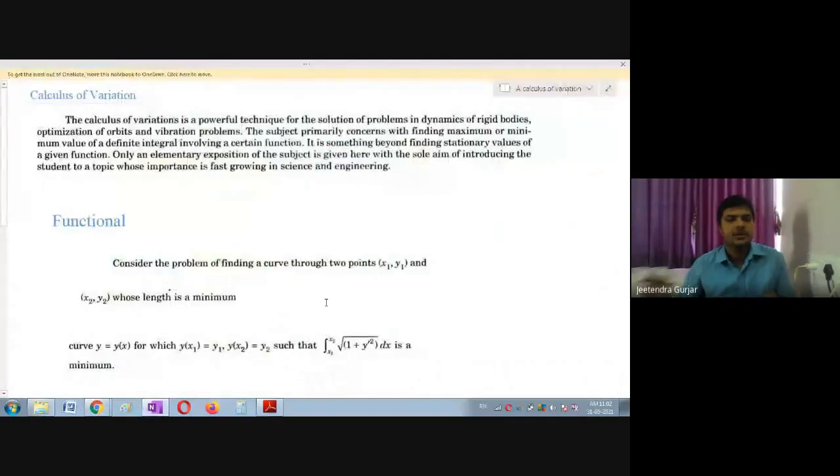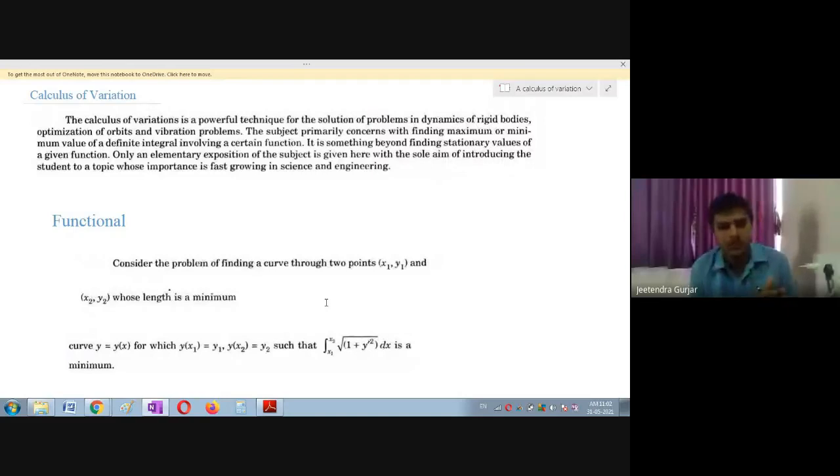Okay, so as we were discussing in the previous class, today's class we are going to study calculus of variation, students. So, a brief idea about why we study the calculus of variation and why it is important. Calculus of variation is a powerful technique for solution of problems. As I told you, mathematics is a very powerful technique to solve problems. That is very important. I always tell that mathematics is there to solve any type of problem.